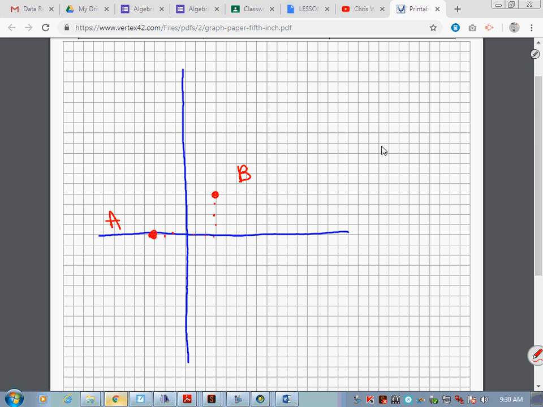C is 5, 1. 1, 2, 3, 4, 5, and 1. Okay, there's C. And the last one is -1, -3. Back 1, down 3. 1, 2, 3. Okay, connect these.